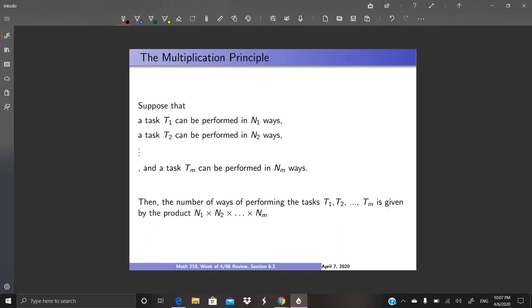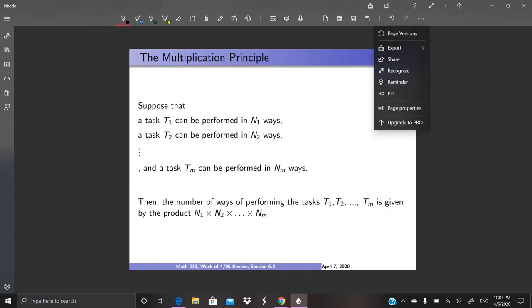So you multiply the number of ways to perform each task to get the number of ways to perform all the tasks. Answering the questions in 6.3 really just boils down to figuring out what the tasks are, what the number of ways to perform these tasks are, and then multiplying these numbers. If you can figure that out, that's really every question in 6.3. So let's do a few examples that are relevant to what you might see on the quiz.